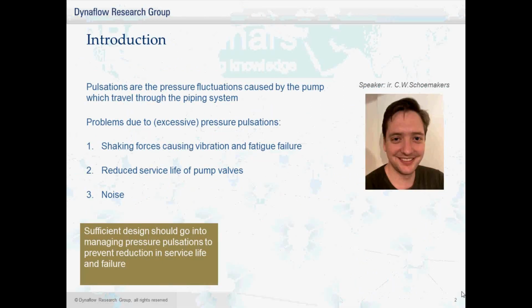First, I'm an engineer. My name is Christian Wijns-Goemakkers and I'm an engineer at Dynaflow Research Group currently. And I'm going to talk about the pressure pulsations. So first of all, pulsations are the pressure fluctuations caused by the pump which travel through the piping system. That's a very basic definition, and that's what we will talk about for the majority of this webinar.